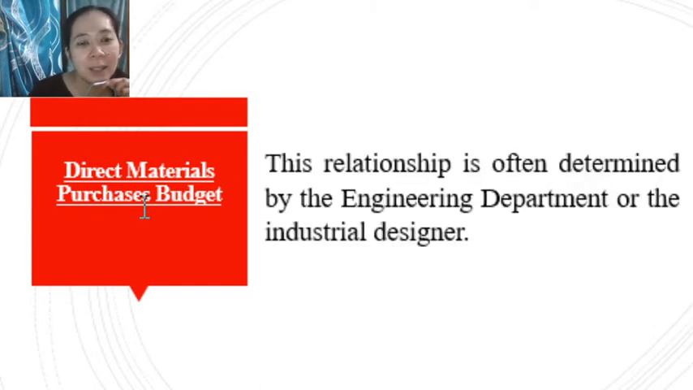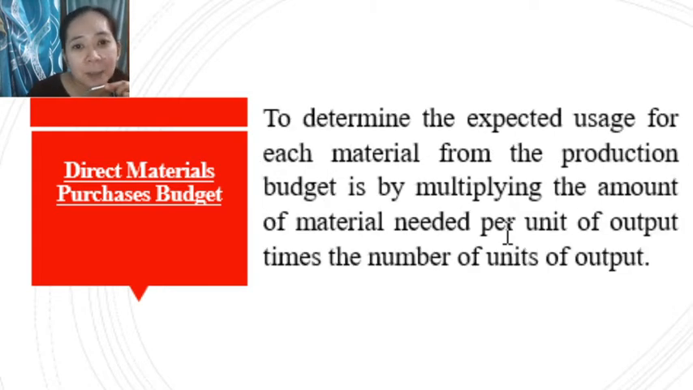So this relationship is often determined by the engineering department or the industrial designer, because they are the ones actually creating the design as well as the required materials that will be used for the production. So we need the data or information from this department. To determine the expected usage of each material from the production budget, we multiply the amount of materials needed per unit of output times the number of units of output.